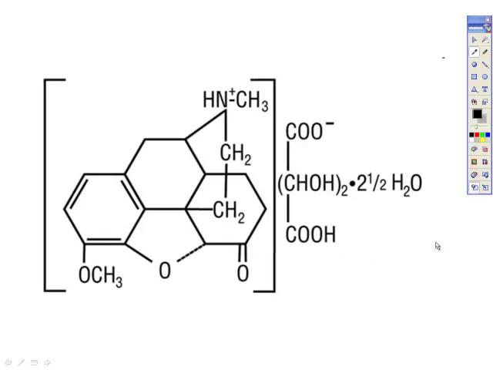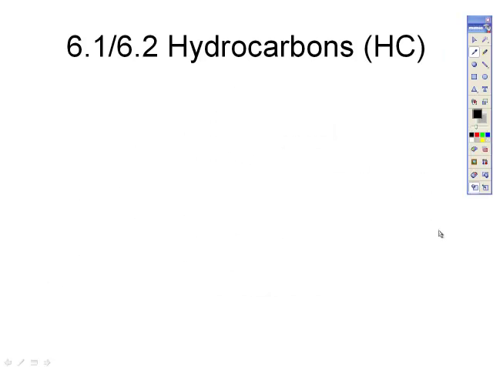This is the structure for Vicodin, so I just wanted to show you the complicated ring structure you have here. You can see that it's 2 complex ions, a positive cation with the ring structure, and an anion over here, which is a hydrate. So that's Vicodin.